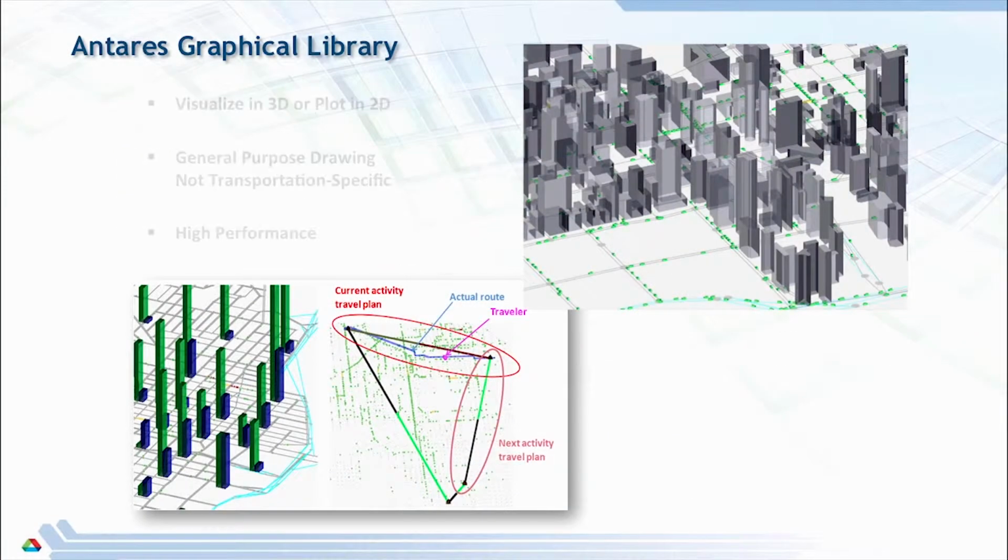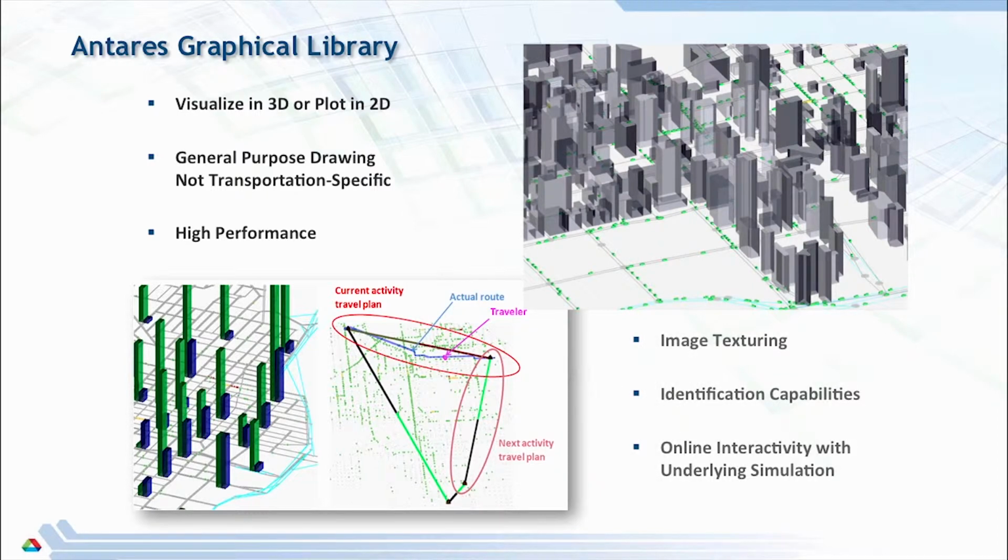The Polaris graphical user interface is based on Antares. Antares is an open-source graphical library which was developed within the Polaris framework. Antares renders a high-performance 3D graphics or 2D plot based on configuration information and visual data which is provided by the user. It provides general capabilities which are not specific to transportation and may be used for any agent-based application created within the framework.